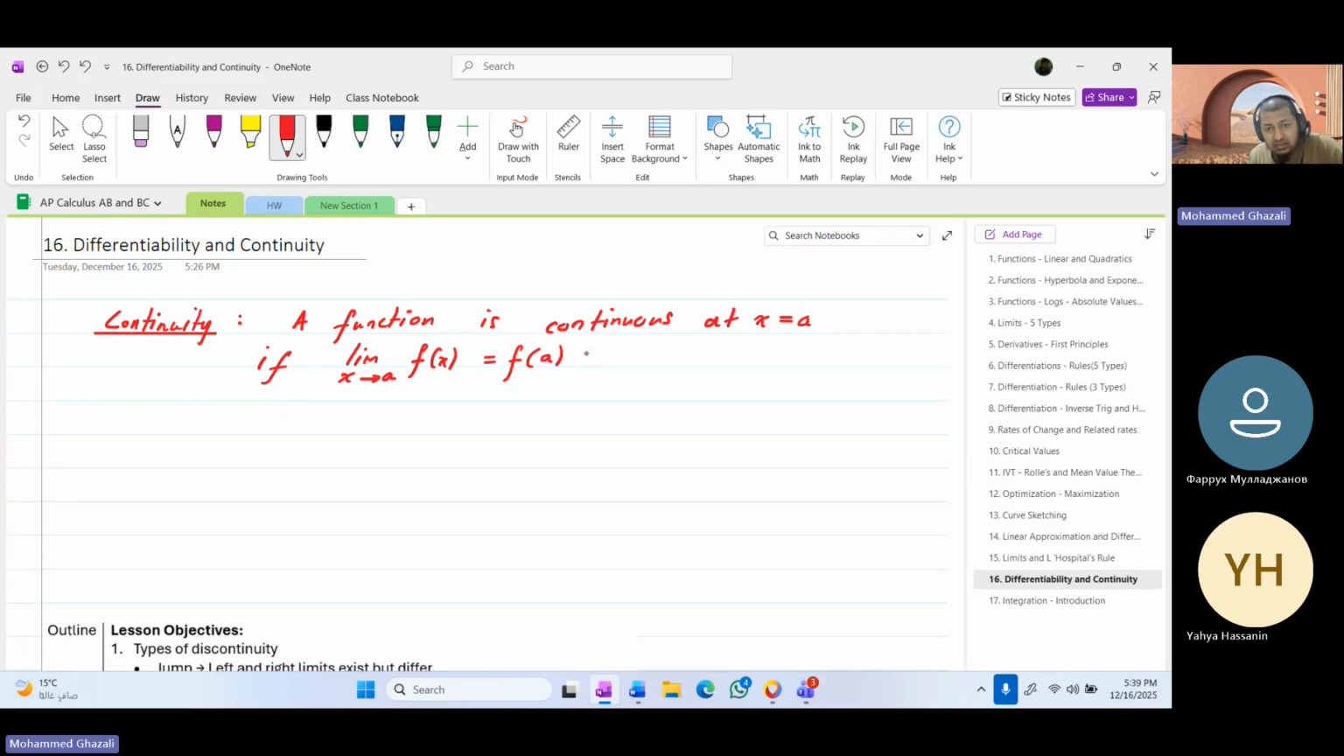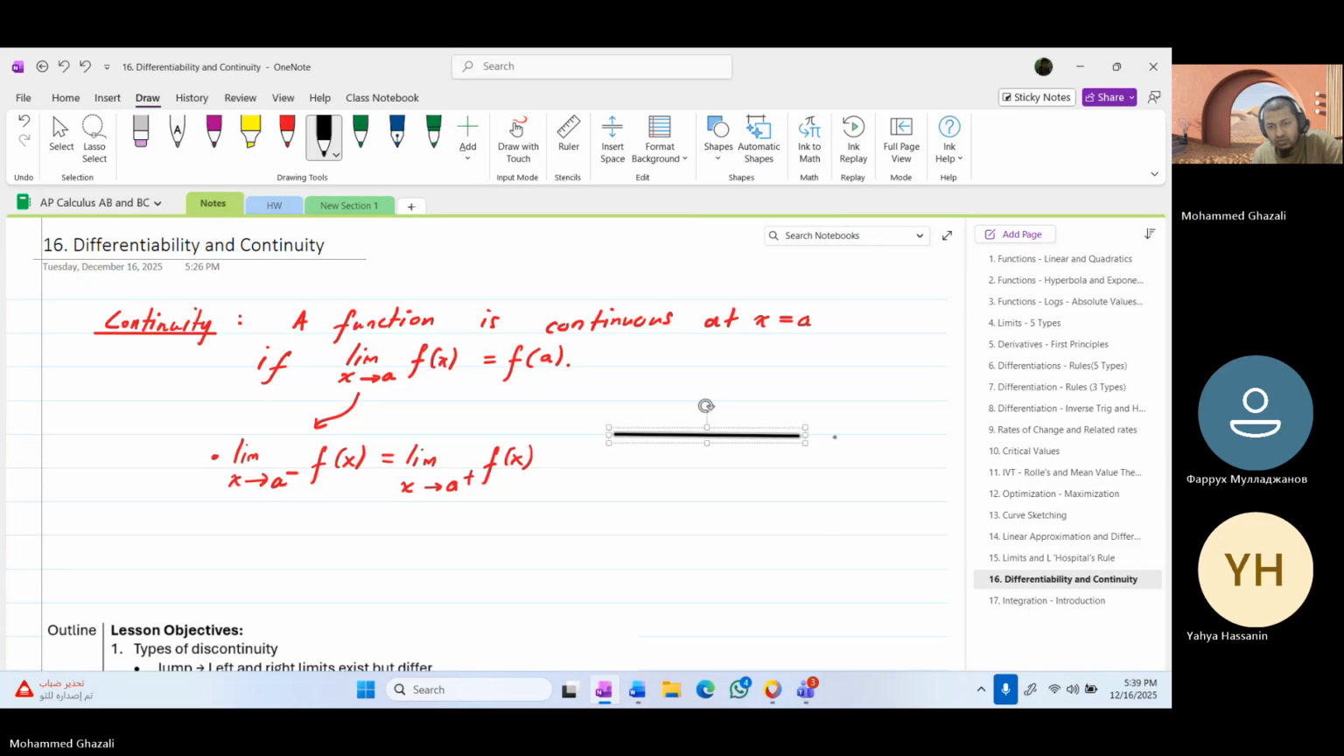Right, so this is the definition of continuity, but note the limit as x approaches a can be further broken down into the limit as x approaches a from the left of f of x, and the limit as x approaches a from the right of f of x. The left and right must be the same. If you're looking at a number line, this is a value a, this is a from the left, and this is a from the right.